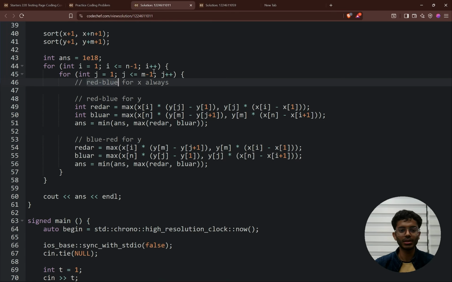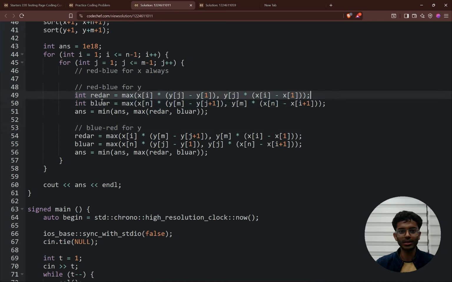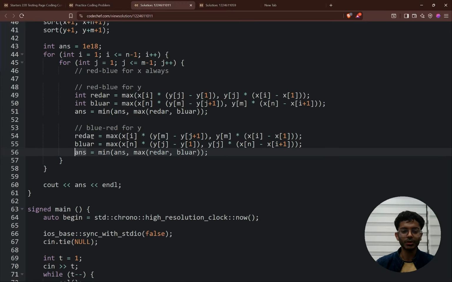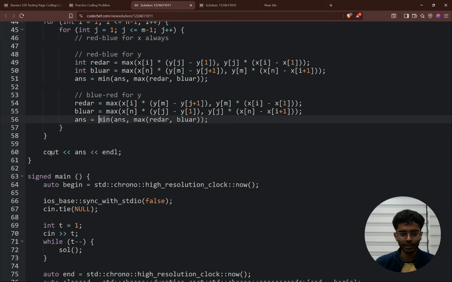Now we're assuming that for the x-axis it's always the same, but it's the same thing, right? So you can assume that the red blue color is fixed for the y-axis, and we're trying the red blue color on the x-axis and the blue red color on the x-axis. Now this is the value of the red area, which would be the max of the expression we calculated, and the blue area is the max of the expression which we just calculated. And our answer is min of answer, comma, max of red area, comma, blue area. Because what is the maximum area which we can get by this coloring? That would be the max of both of these colors. And our answer would be the minimum across all possible colorings. And we'll simply print the answer.